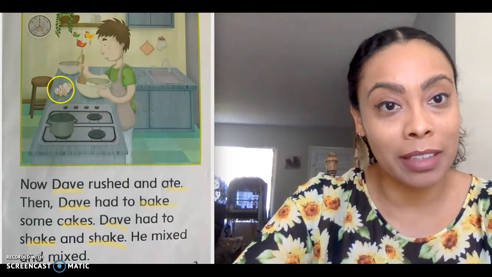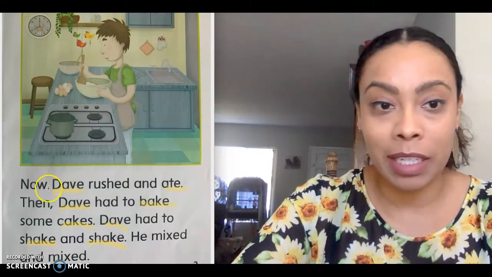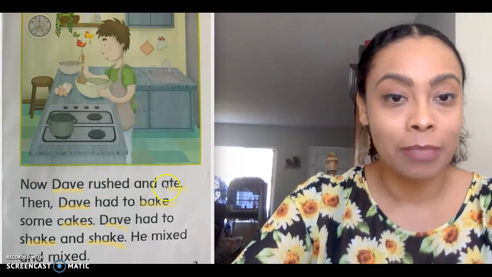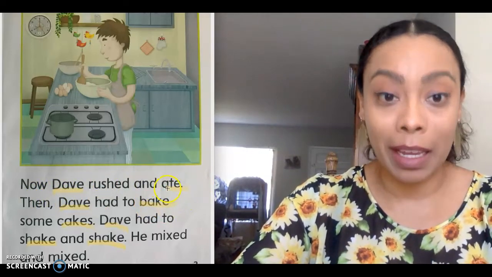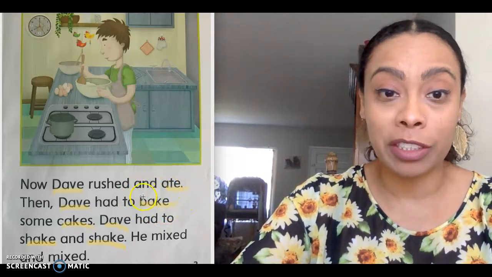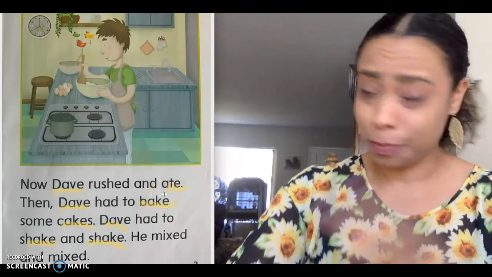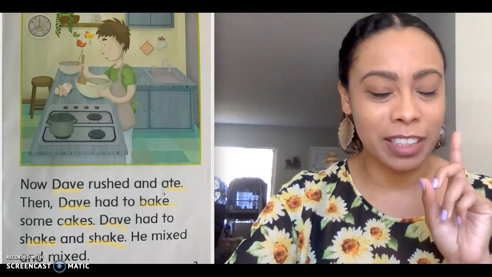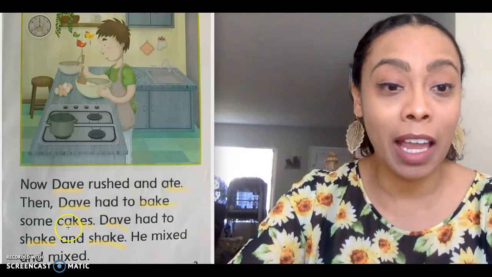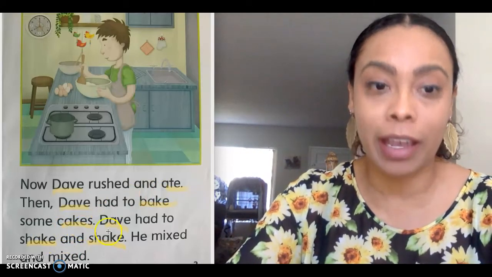Here he has some eggs. So as you can see, same thing down here. A and E say A and E, ate. A and E for bake. We wouldn't say back. If it was just B-A-K, that could be back. Well, actually, back like our back is B-A-C-K, but that is a lesson for another day. Cake, A and E together, shake and shake.